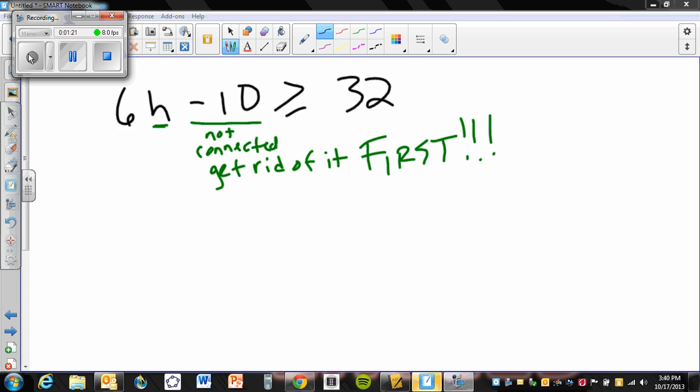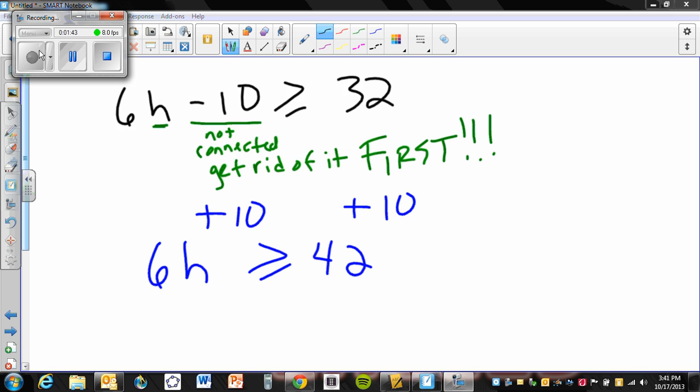Since we have our variable h multiplied by 6, 6 is attached to our variable. And we have minus 10 that does not have a variable with it. It's not connected to our variable. Get rid of it first. We've got to get rid of the non-variable stuff first so it can just become a quick one-step equation. Add 10 to both sides. Negative 10 plus 10 is 0, so we have 6h is greater than or equal to 42.